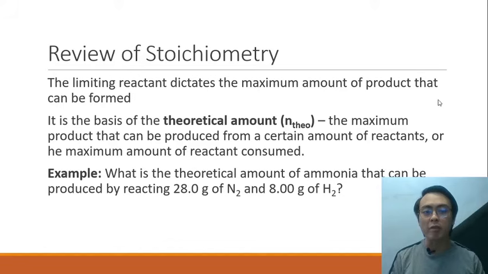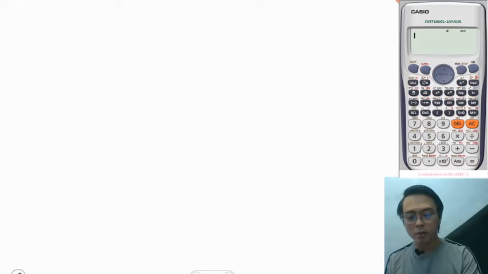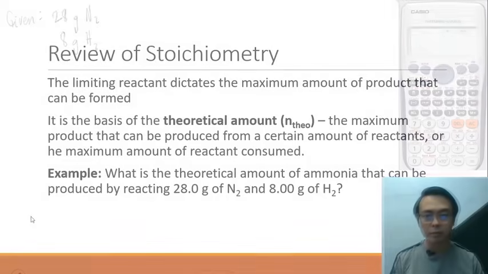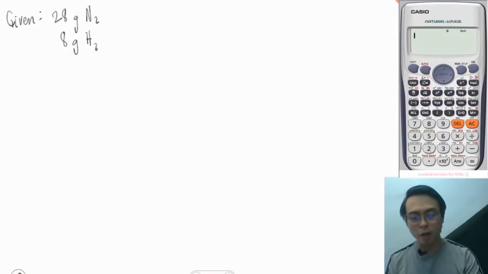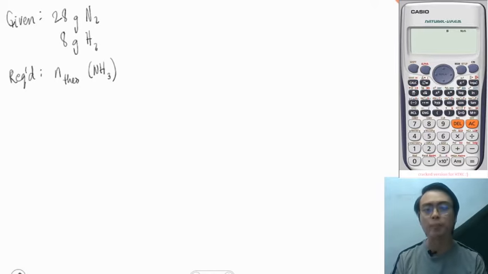What is the theoretical amount of ammonia that can be produced by reacting 28 grams of nitrogen and 8 grams of hydrogen? So our given, 28 grams nitrogen, 8 grams hydrogen. And we are asking, what is the theoretical amount of ammonia that can be produced? Or technically speaking, we are solving for the value of N theo.